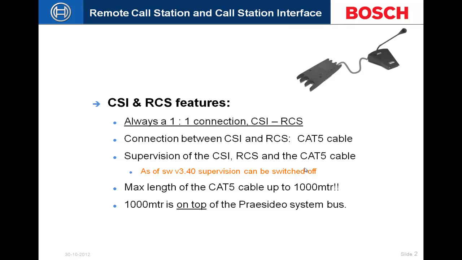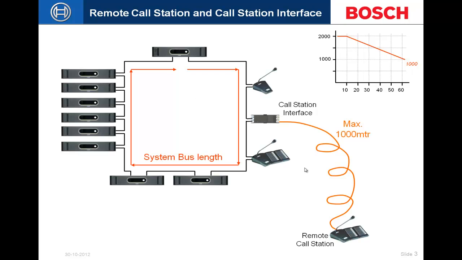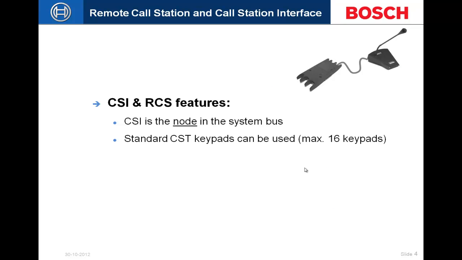Since this is an extension of a piece of gear, where that CSI is living, that is the only fiber that's counted within the system. This Cat5 up to 1,000 meters does not count towards our limitation that we're keeping track of. So essentially here our system bus length is at length, and then we've got our 1,000 meters on top of that, and it is not counted towards that.